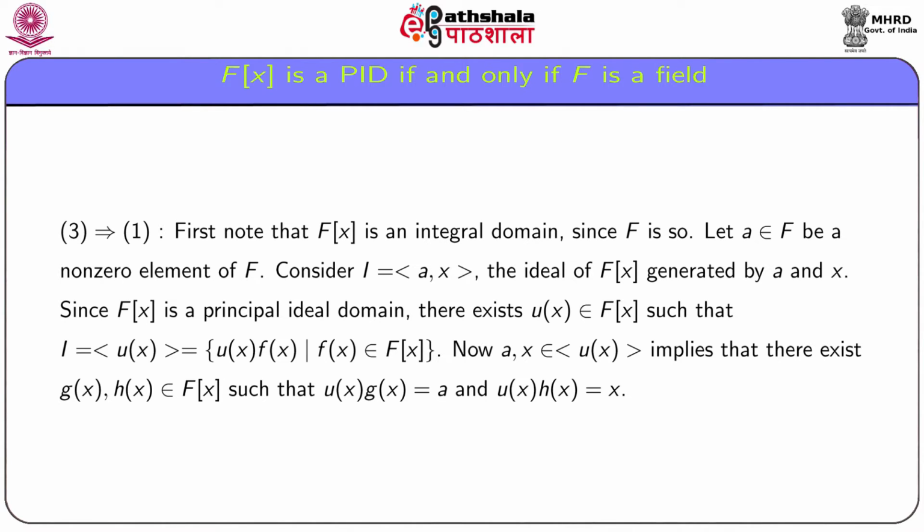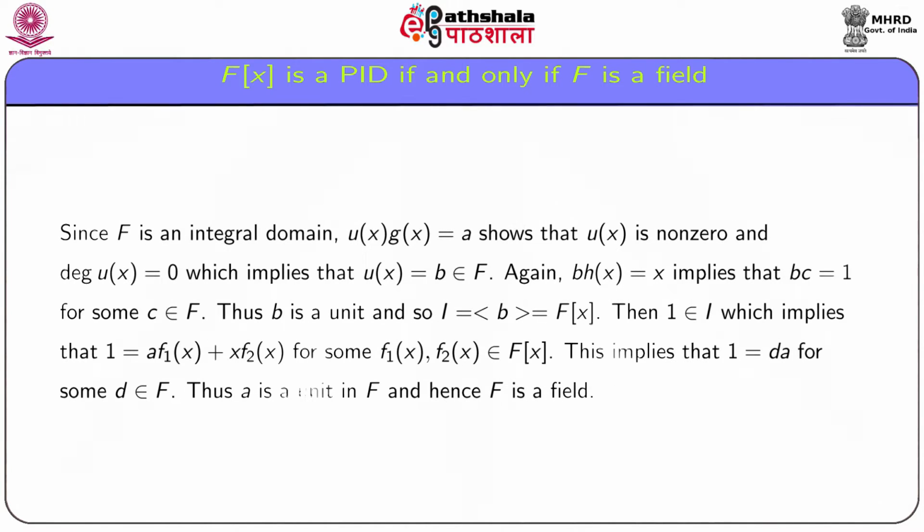For this, consider an ideal I which is generated by a and the indeterminate x. This is an ideal of F[x]. Since every ideal of F[x] is principal, we must have some u(x) in F[x] such that I is generated by u(x). Now, both a and x are in (u(x)), which implies that we have some g(x) and h(x) such that a = u(x)g(x) and x = u(x)h(x).